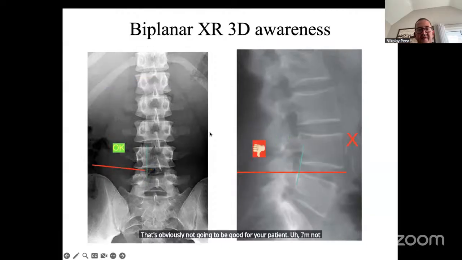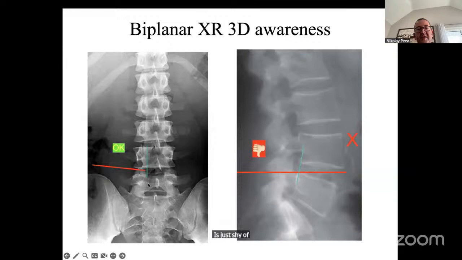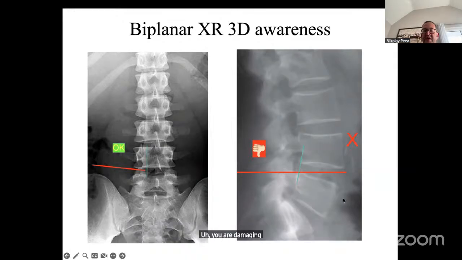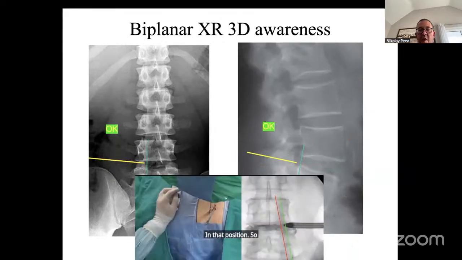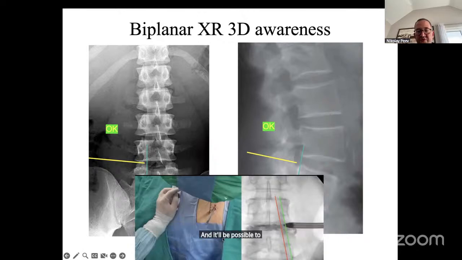Another position that is not very good on AP, your instrument is just shy of the medial pedicular line. However, here you have surpassed significantly the posterior vertebral line. You're in the abdomen, so maybe here you are damaging abdominal structures if you continue to work in that position. So again, medial pedicular line and the posterior vertebral line. This is the position at which you have to enter the disc. If you make sure that you enter in that position, you're safe and it'll be possible to safely do your surgery.